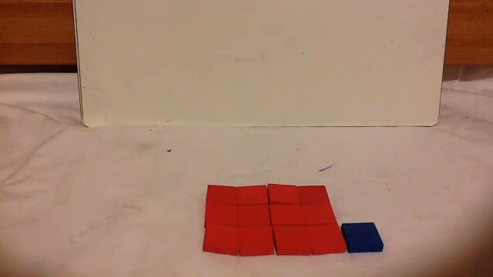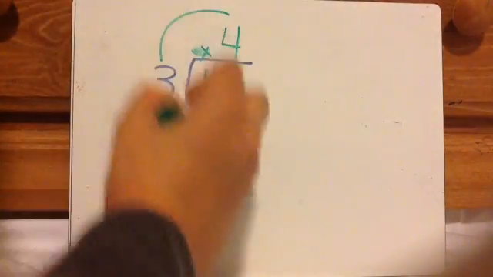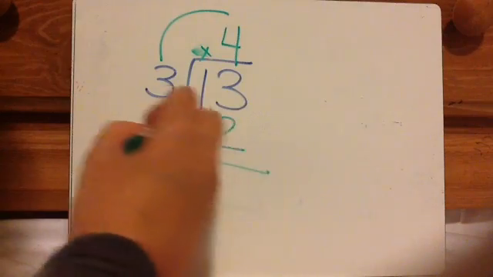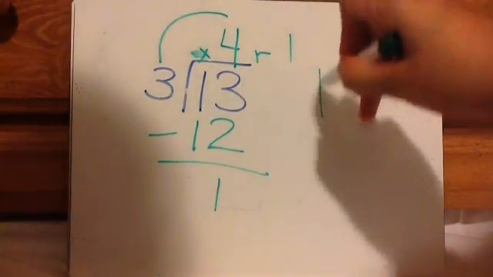So when you're doing the division, you're saying 3 goes into 1, none. I always have my students put a little X. 3 goes into 13 4 times. 4 times 3 is 12. 1 left over, 4 remainder 1.